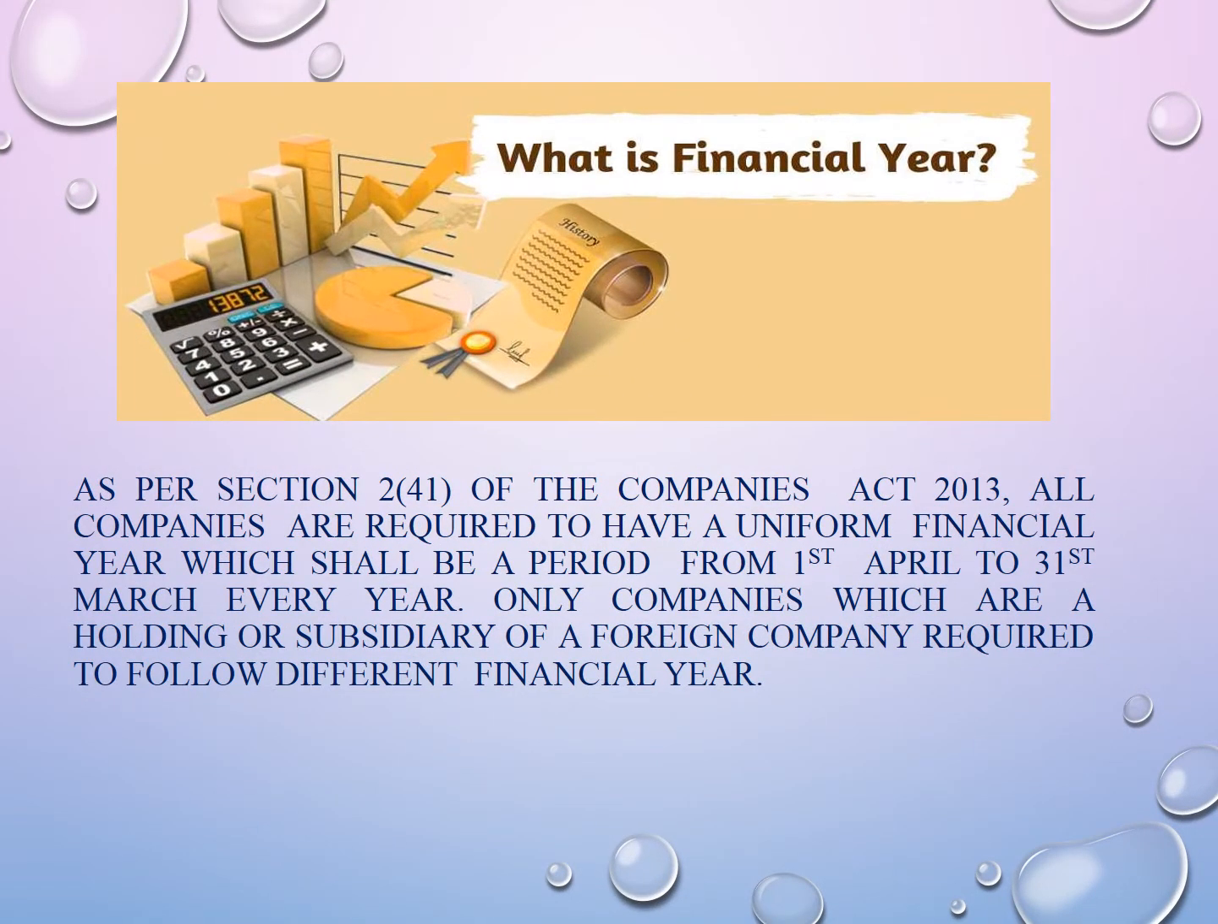Financial year. It is generally a period of 12 months during which all the accounting process or books are maintained. Normally, this period can start from 1st of April to 31st of March every year, or even it can be from 1st of January till 31st of December. But as per Companies Act 2013, all the companies are supposed to maintain the financial year from 1st of April to 31st March in order to ensure uniformity.